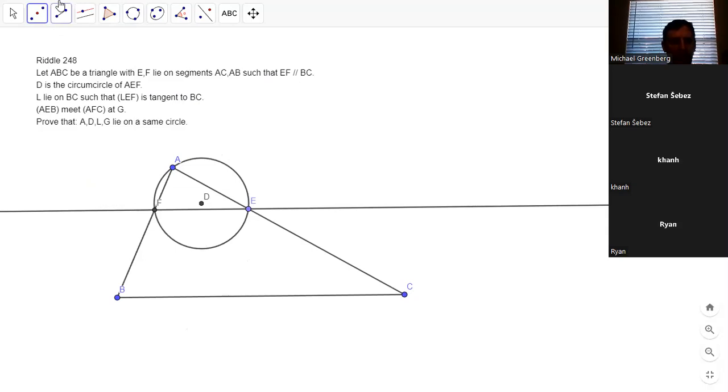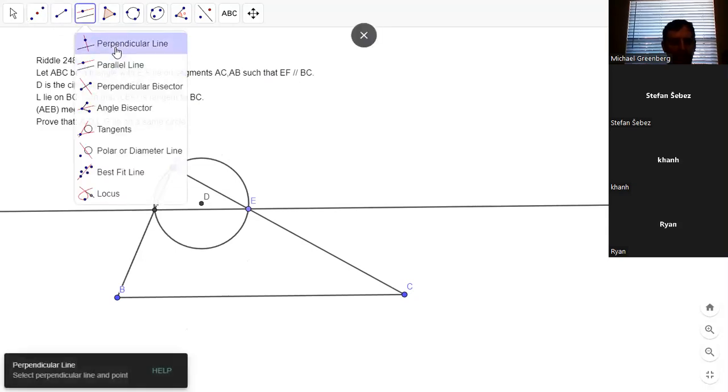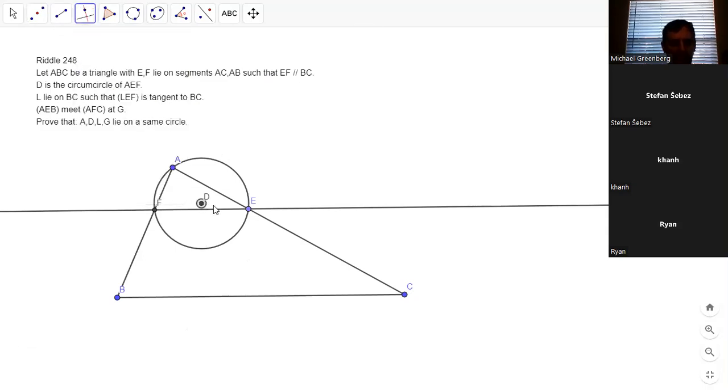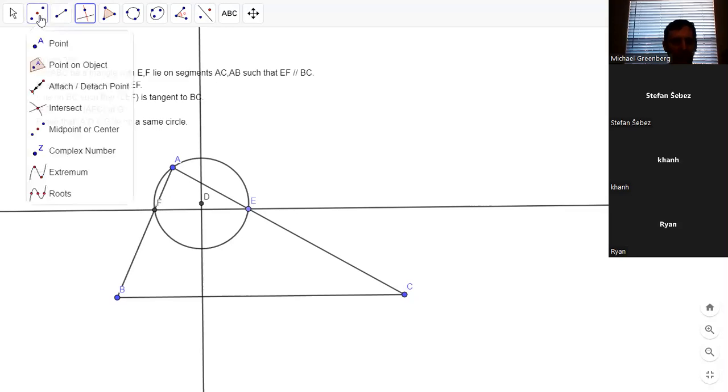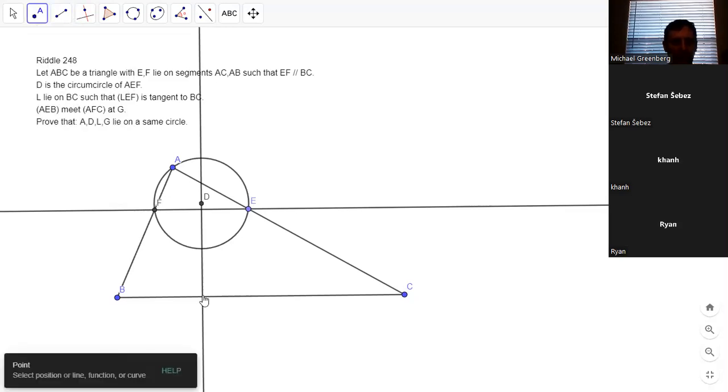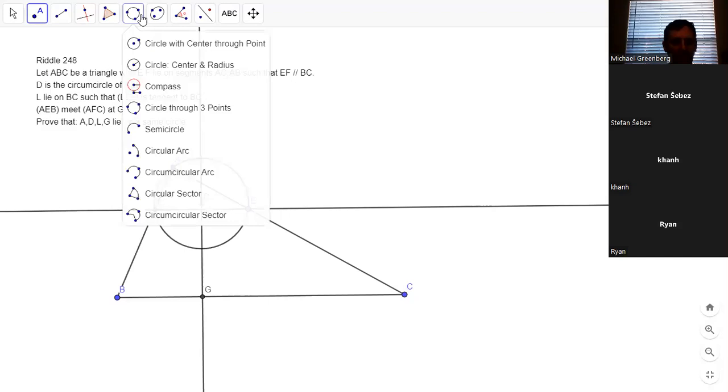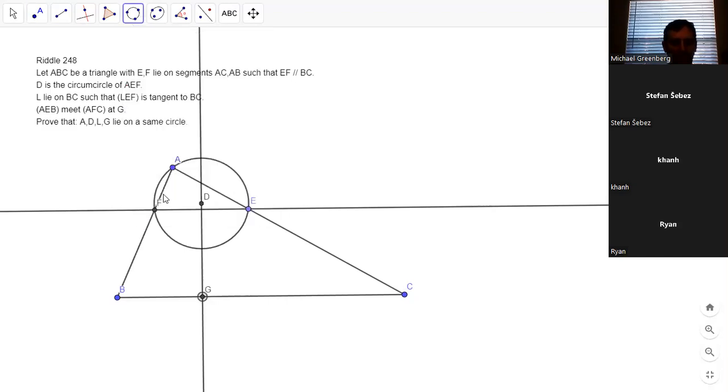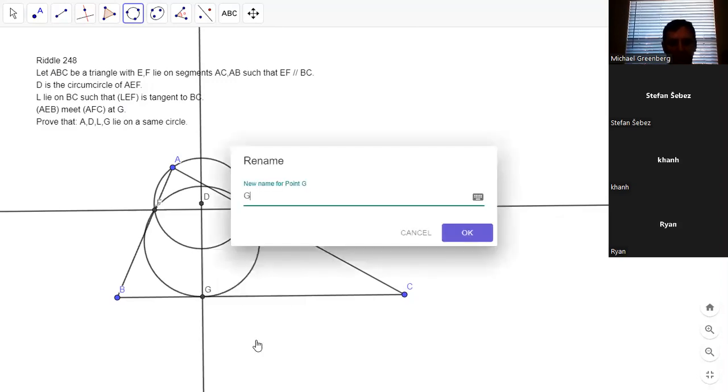So it's kind of like, we could try drawing a circle like this. So we want the circumcircle of LEF to be tangent to BC. So how do we do that? Well, it would just be this circle, right? And this is L.